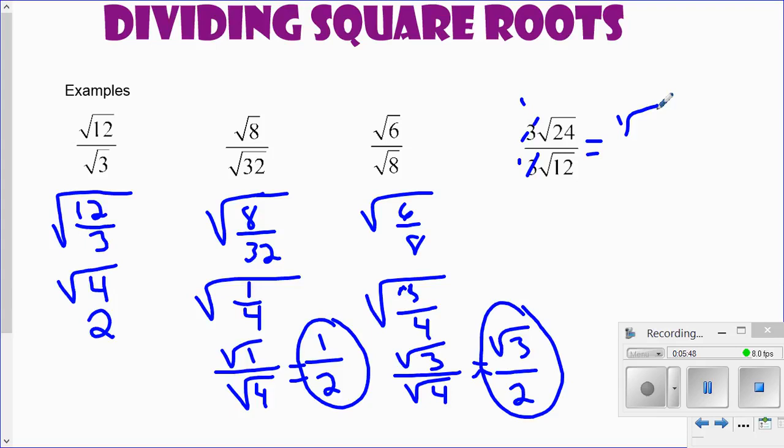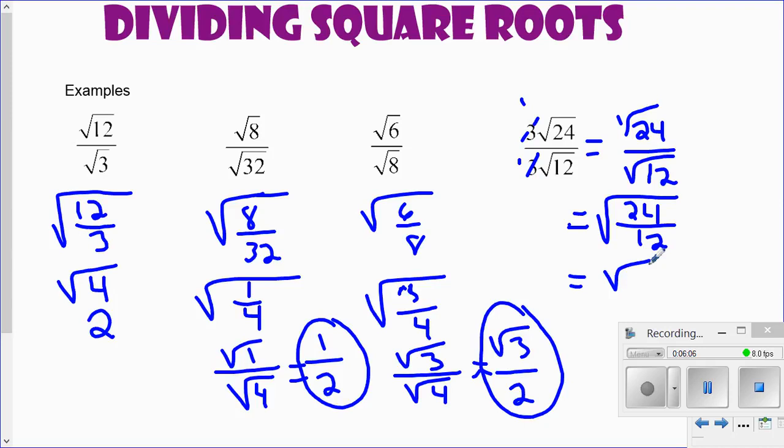So then I have the square root of 24 over the square root of 12. Well, that simplifies to the square root of 24/12. And 24 divided by 12 is 2. So that just simplifies to the square root of 2.